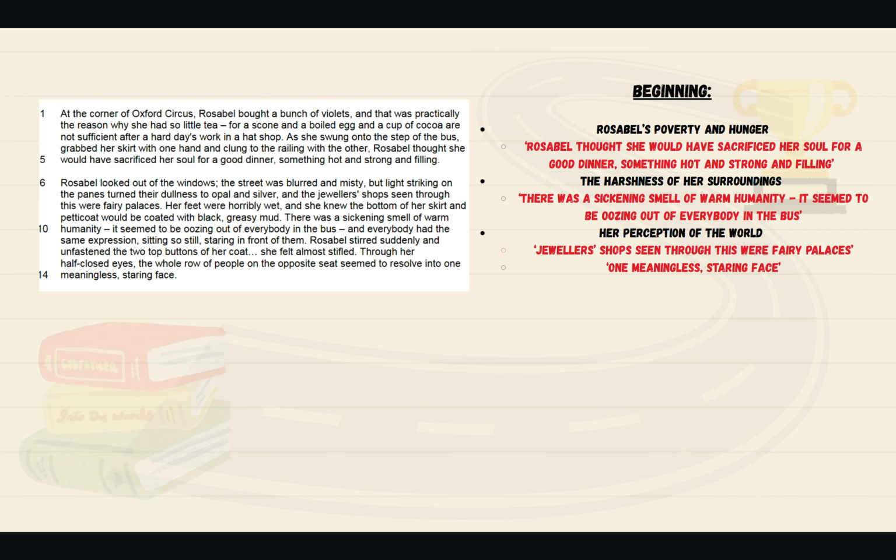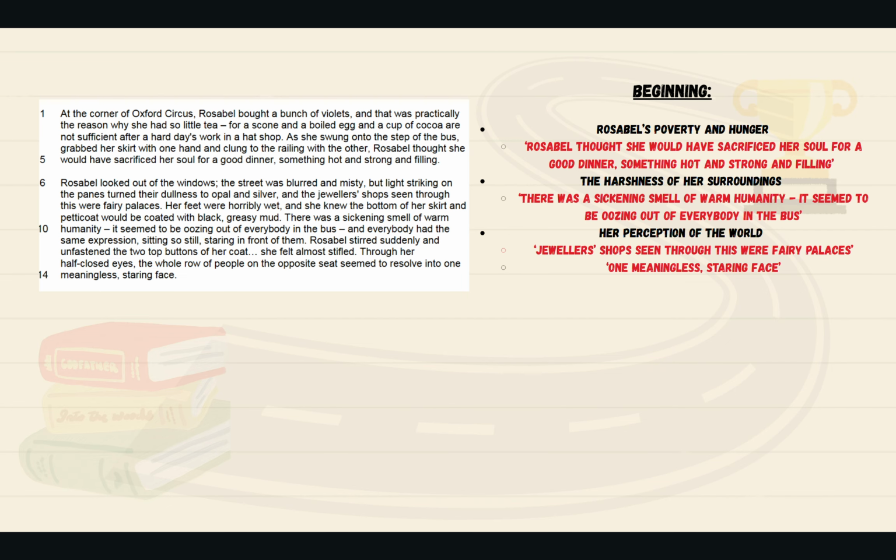So now we're going to have a go at breaking down this paragraph to pick out the good parts. In orange, I've highlighted the point, so I'll focus specifically on the writer and reader and what the focus of the text is on. So here it's on her surroundings and her perception of the world. I've then put my quote down in green. So I've put down the quote, "jewelers' shops seen through this were fairy palaces," and I repeated the quote here. The blue here is my explanation, so it's romanticising the city, talking about her imagination and her longing for an escape.